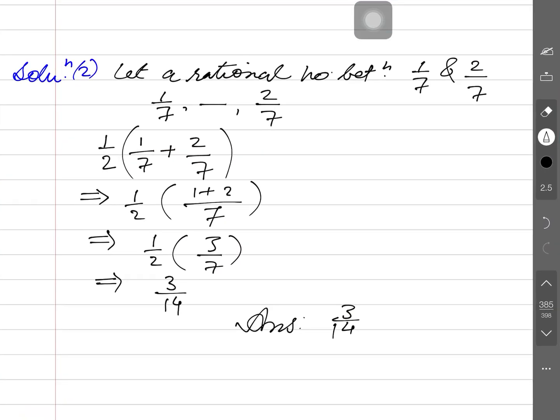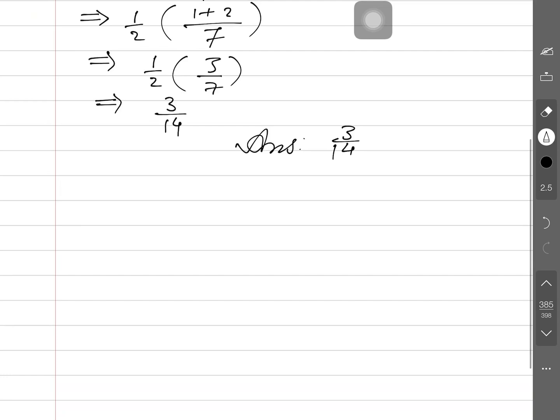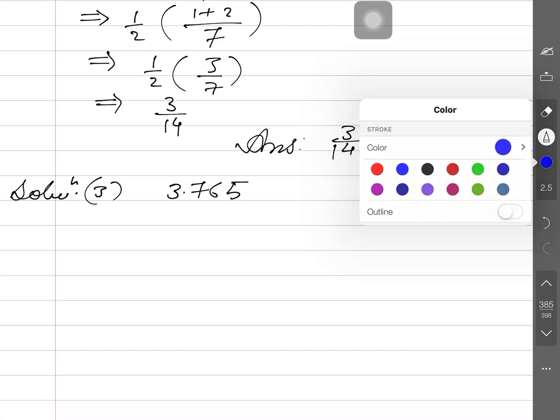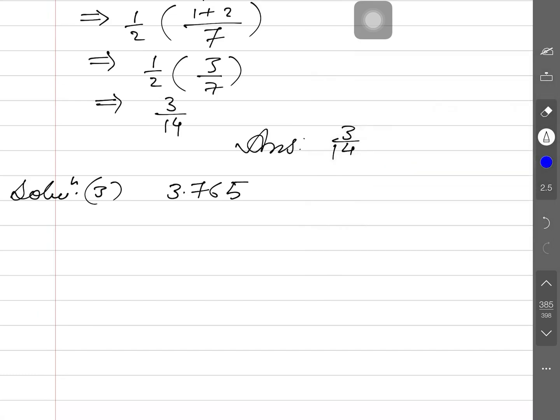The decimal representation on number line is 3.765. Now, solution number third: 3.765, this is to be represented on the number line. So first I need to draw a line, a number line. You may see that this is a line, not a number line. Now it becomes a number line.